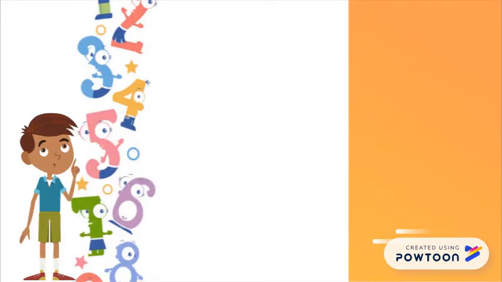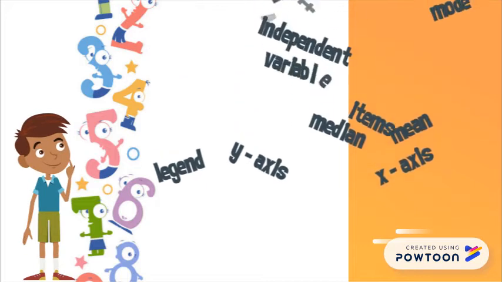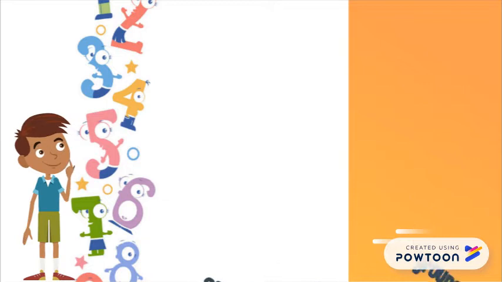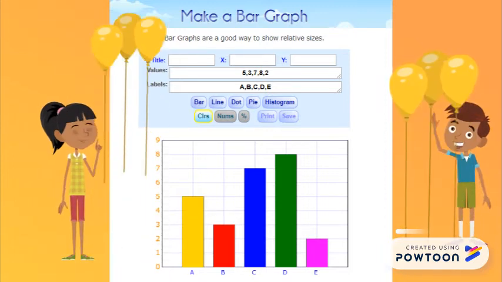Let's face it, graphs can be just as confusing as data tables. All these numbers and labels and weird words and stuff. Oh my goodness. But let's not panic just yet. Here's a handy tool to get you through the worst of it, and it's called Math is Fun, Make a Bar Graph. It's made just for kids like you.